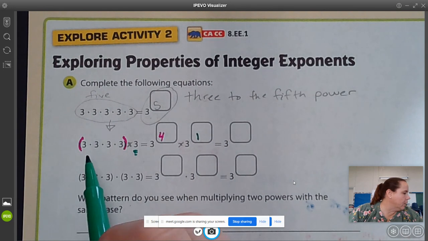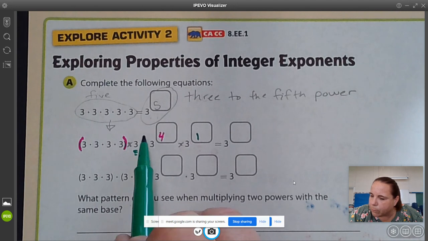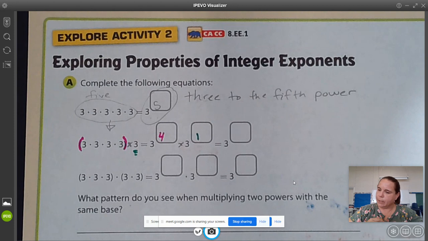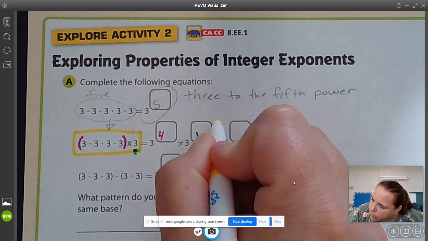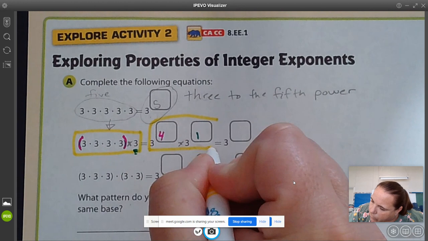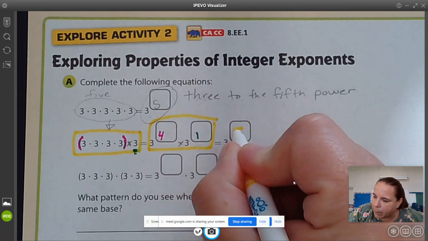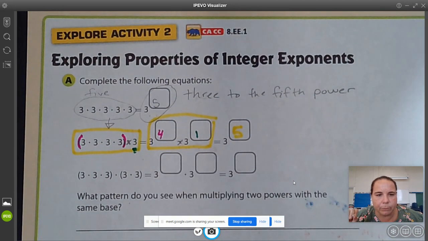Well, there are still 5 3s multiplied in a row. So if we look at all of this together, which is the same as all of this together, what is this? This is 3 to the 5th power. There are still 5 3s being multiplied in a row.